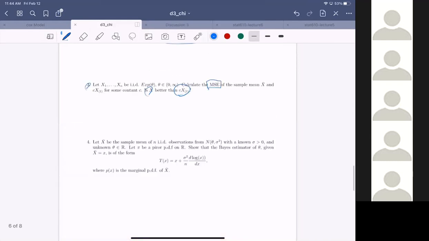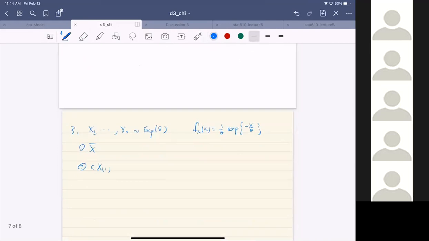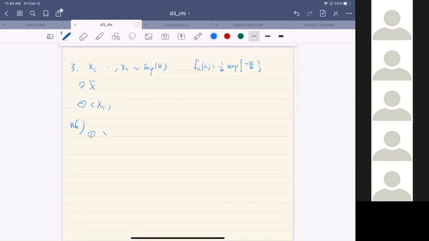And we have two estimates, S bar and CS1. And we want to find the mean square error. So for the S bar, the mean square error is the expectation of S bar minus theta squared. And we know that the mean of S bar is equal to theta, so this is just equal to the variance of S bar, which is equal to sigma squared over n.